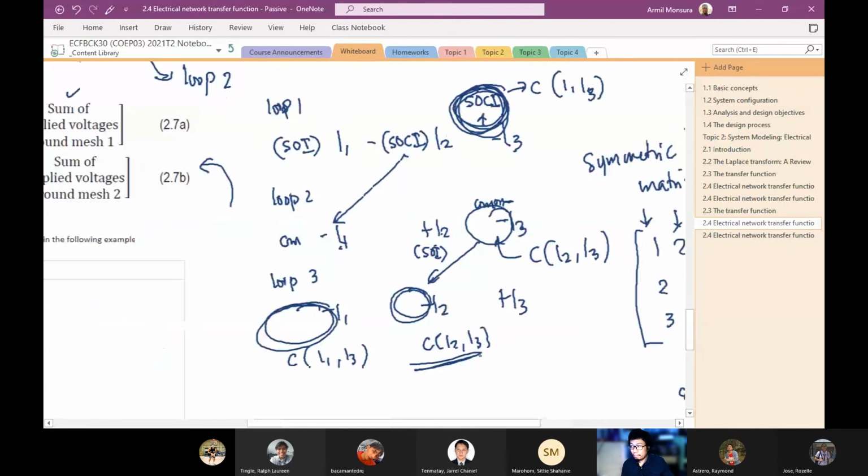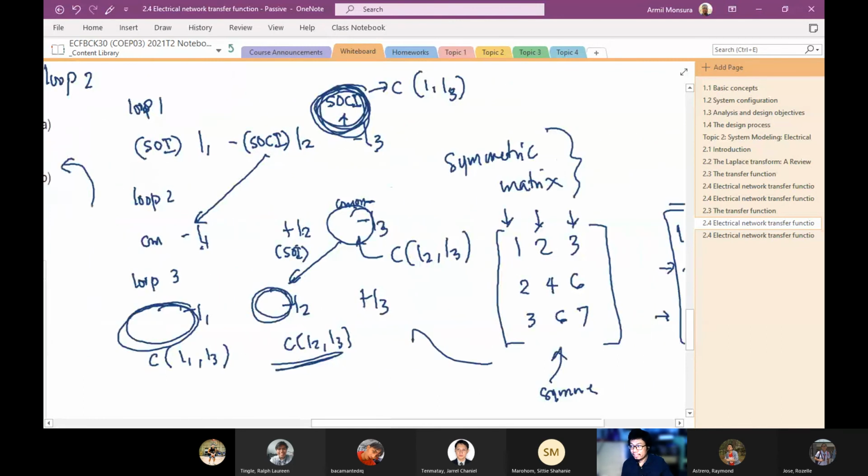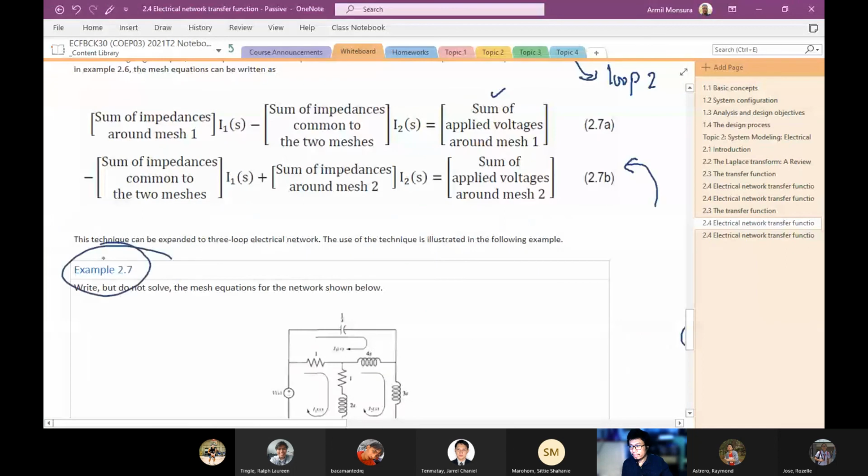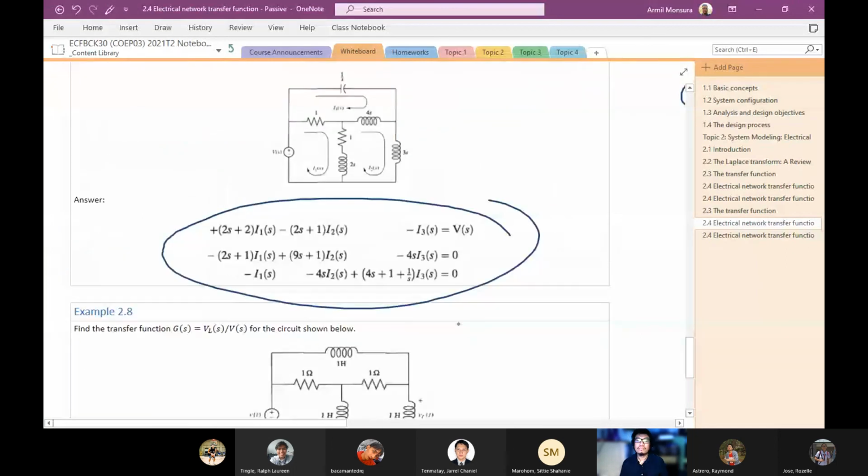Ganito yung mangyayari dyan. Pag nakompleto nyo to, ganito yung mangyayari dyan. Okay, check nyo to. Itong example 2.7. Yan, check nyo yan. Pansinin nyo na ito, pareho dito. Ito, pareho dito. And ito, hindi yan. Ito, pareho dito. Okay.